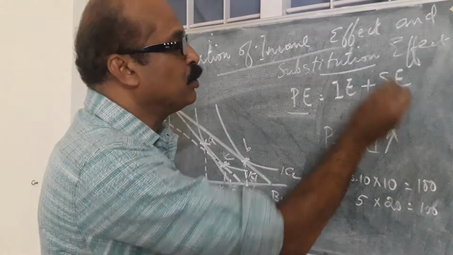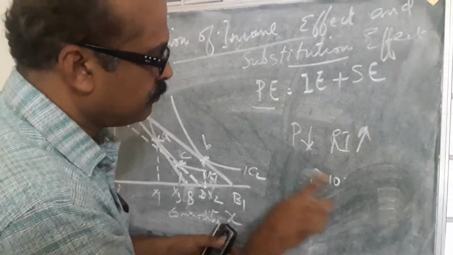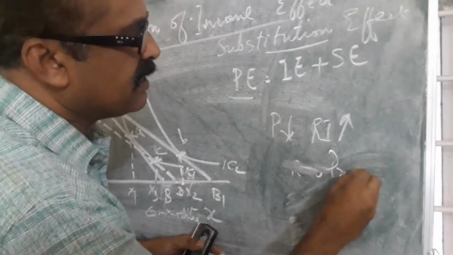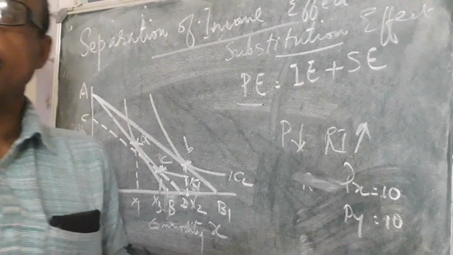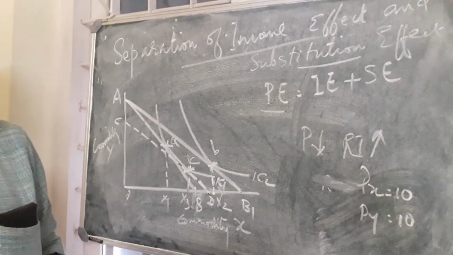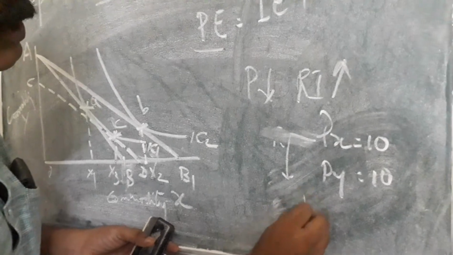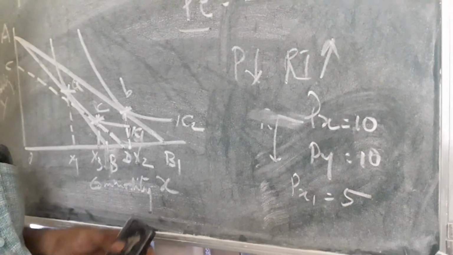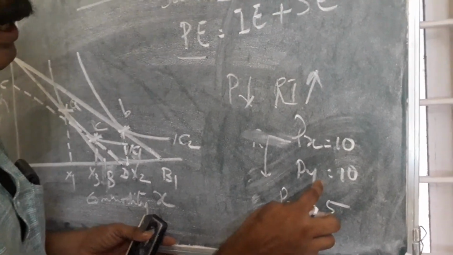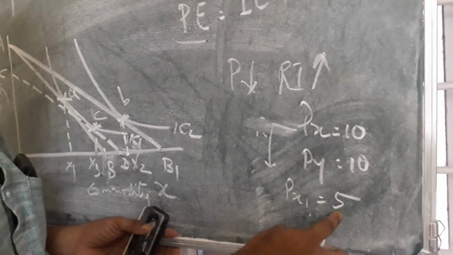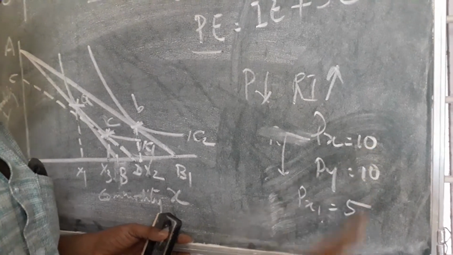The second effect is known as the substitution effect. Say for example, the price of X, Px, is 10 and Py is also 10. The prices of both the commodities are the same. Now there is a fall in the price of commodity X, Px, from 10 rupees to 5 rupees. Now we compare the price of X and Y. Now X has become cheaper. The commodity X has become cheaper when compared to commodity Y.